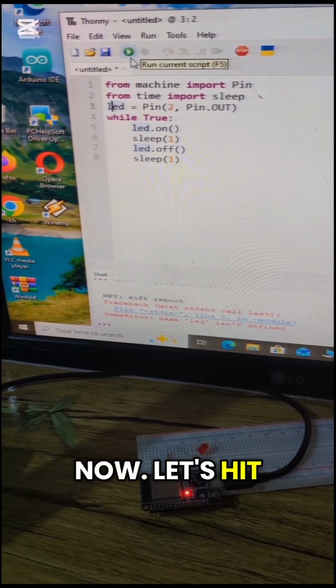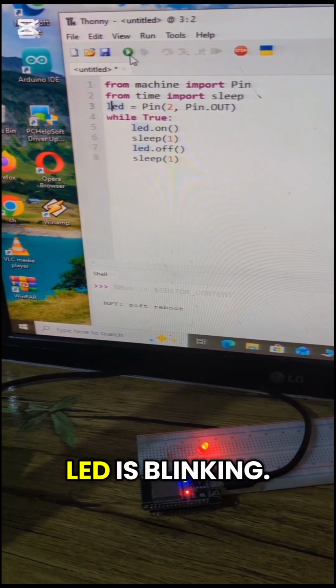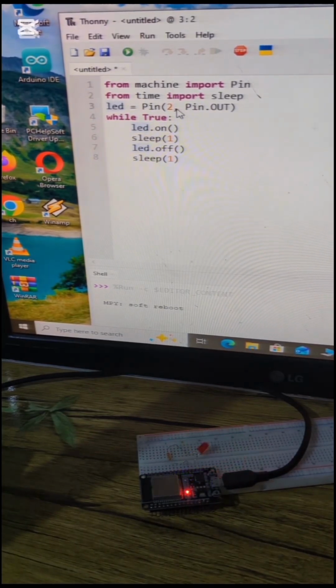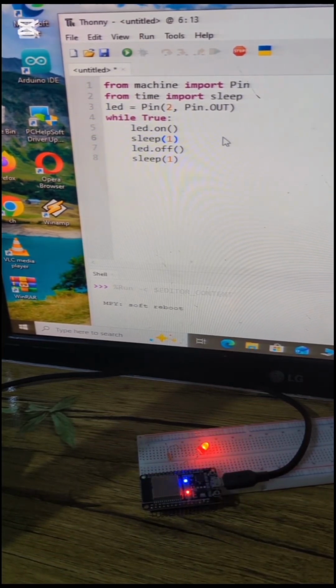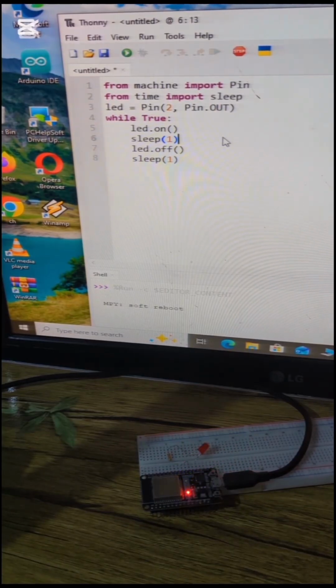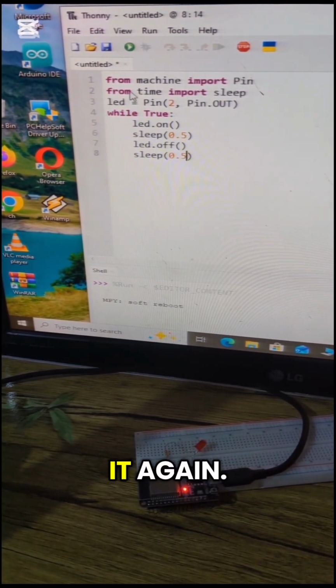Now let's run it again. See. Boom. And the LED is blinking.